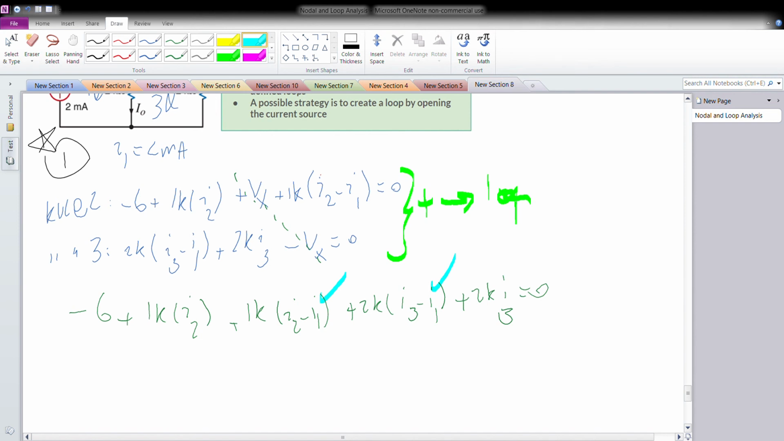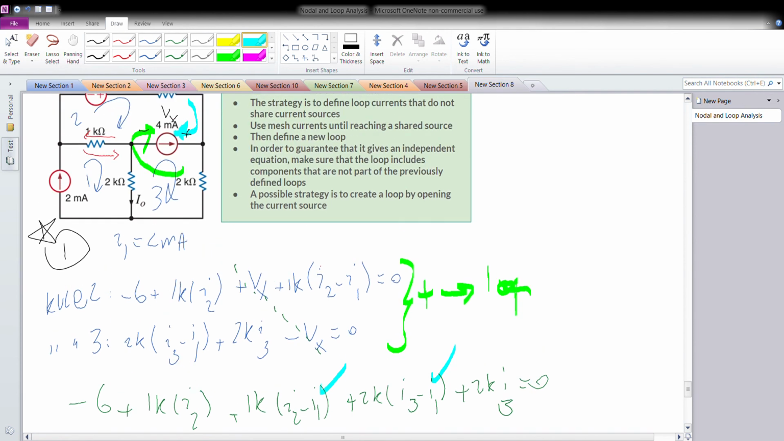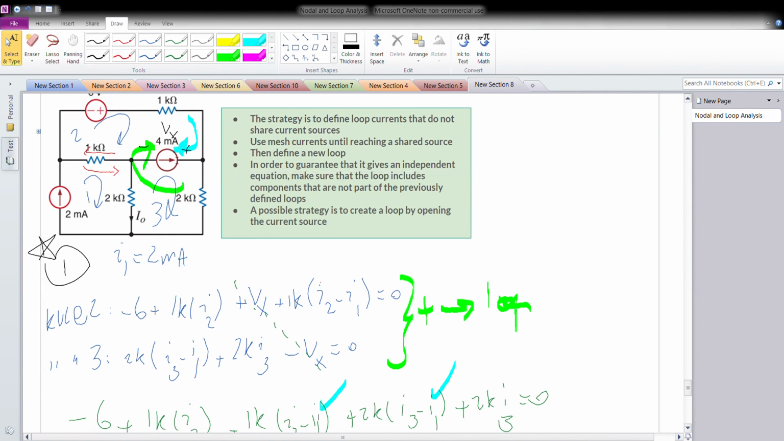I do not know I3 and I do not know I2, but what's unfortunate for me is that I have 2 unknowns and 1 equation. My other equation, just like the super node, is going to come from my super mesh situation. Here on this current source, because it's shared between 2 loops, I can write the difference of the 2 loop currents based on the value of that source, right?